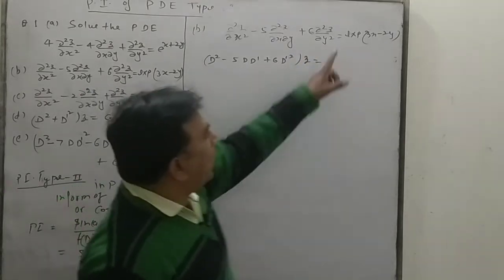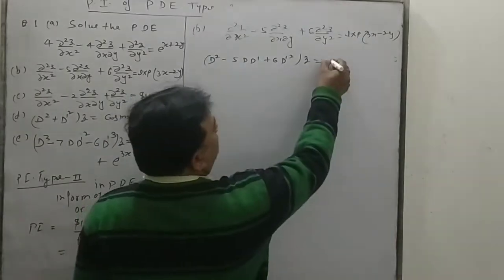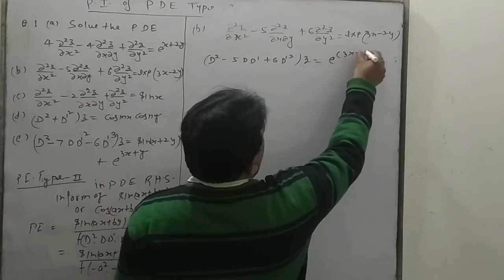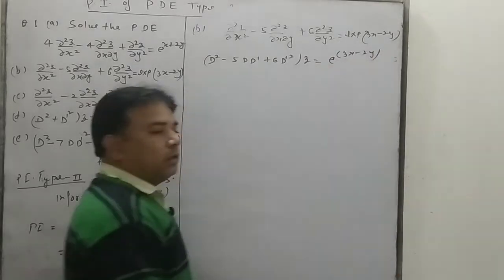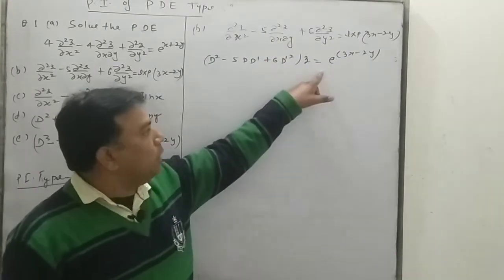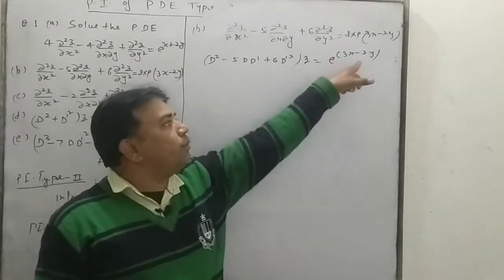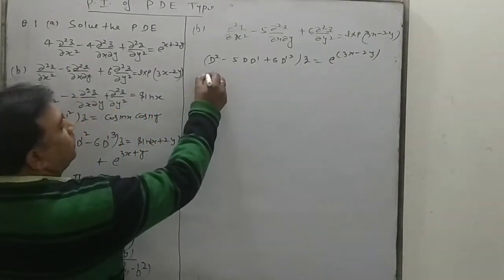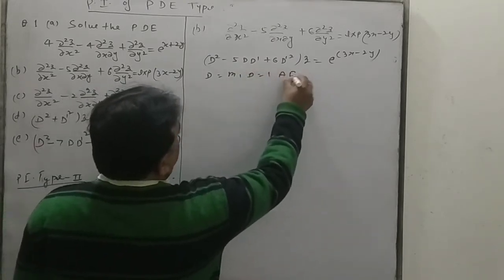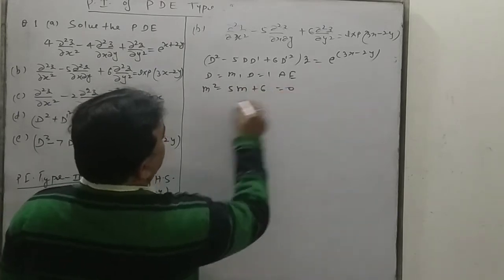You see exp of 3x minus 2y, it means this form is exponential. We write this form as e to the power 3x minus 2y. If you see exp anywhere, we write it as e to the power of this value. Then D equals m and D dash equals 1. The auxiliary equation is m square minus 5m plus 6 equals 0.